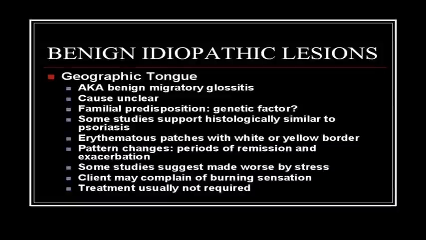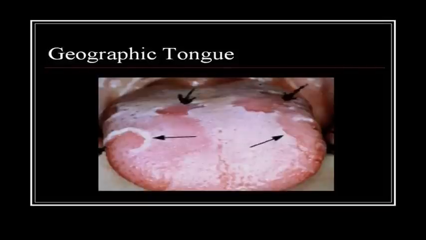The first benign idiopathic lesion is seen very regularly. It's referred to as Geographic Tongue and is also known as benign migratory glossitis. The cause is unclear. There does seem to be a familial predisposition, and so there is the question about the genetic factor. Some studies support histologically that this lesion is similar to psoriasis. It may present as either erythematous patches with a white or yellow border or shiny patches.